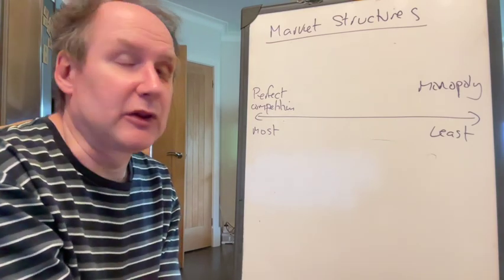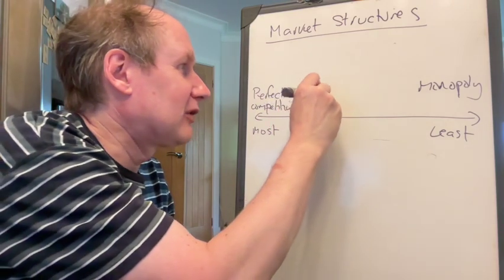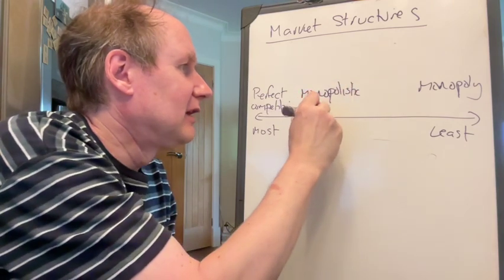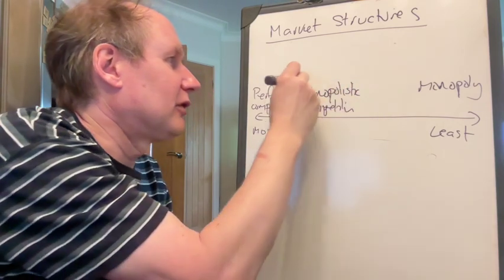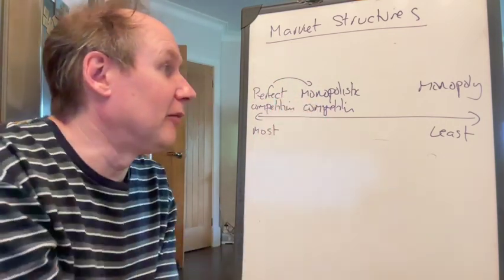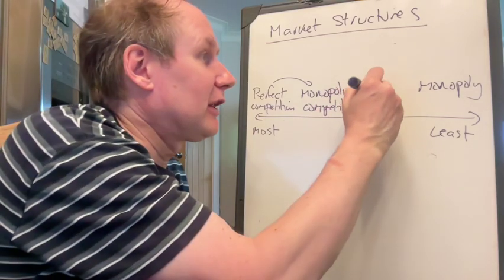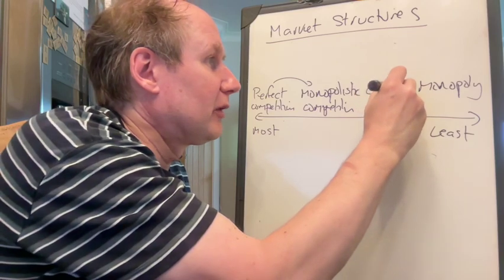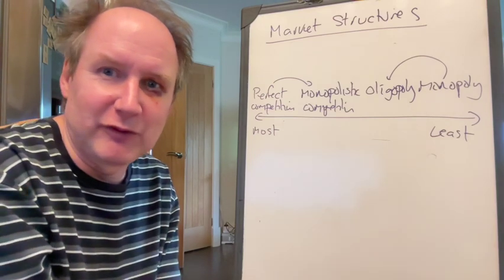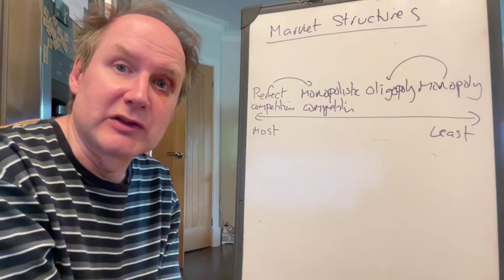In between, there are another couple. There's one, very annoyingly, called monopolistic competition, which has almost nothing to do with monopoly. It's actually very close to perfect competition. It's an attempt to take the assumptions of perfect competition and create a market structure that's a bit more realistic. The last one that we're going to look at is what's called oligopoly, which is kind of like a monopoly, but where we allow there to be some other big firms in the market as well. So those are the four market structures that we're going to look at.